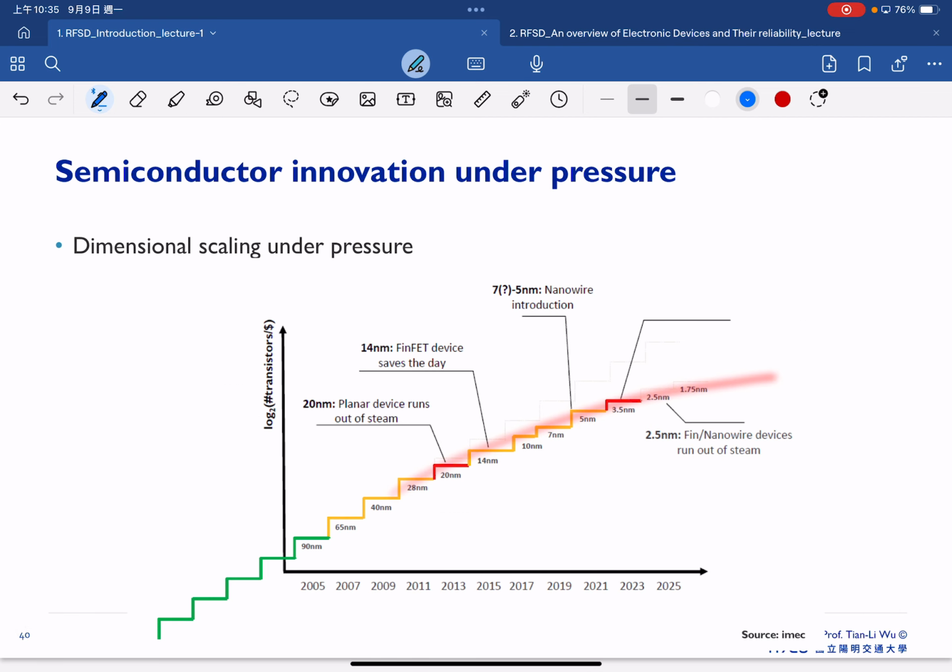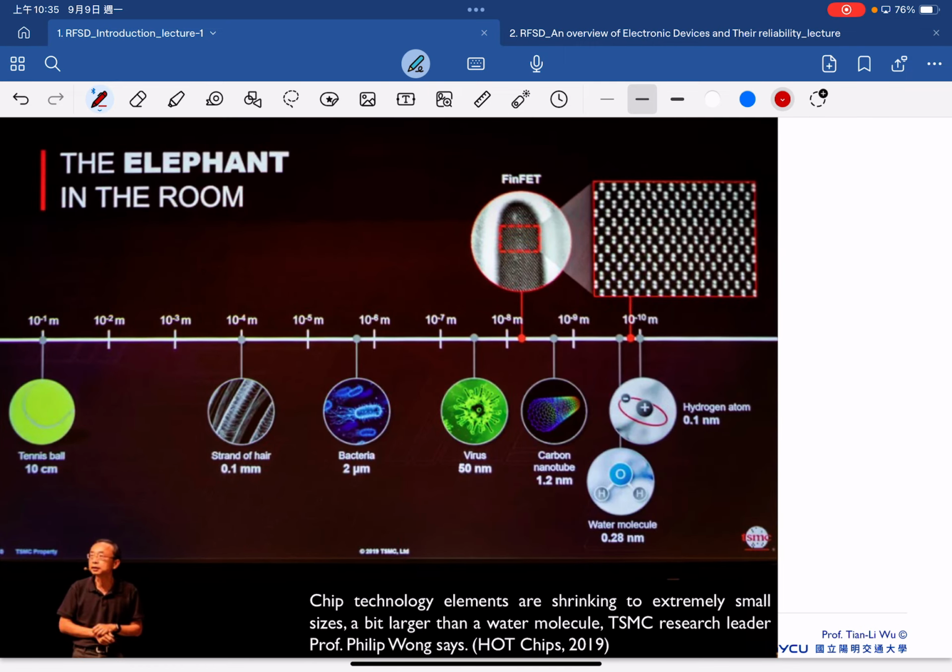Of course, if we focus purely on dimensional scaling, it is definitely under pressure. Production is now here, and beyond that is still in the R&D phase. Here is one slide that shows how small semiconductor devices can be. You can see that nowadays the pitch for advanced FinFETs is already smaller than the virus.